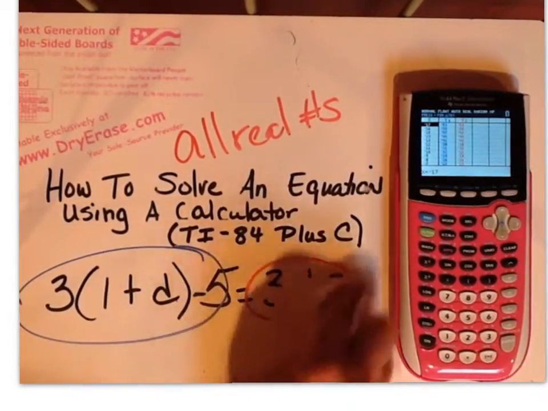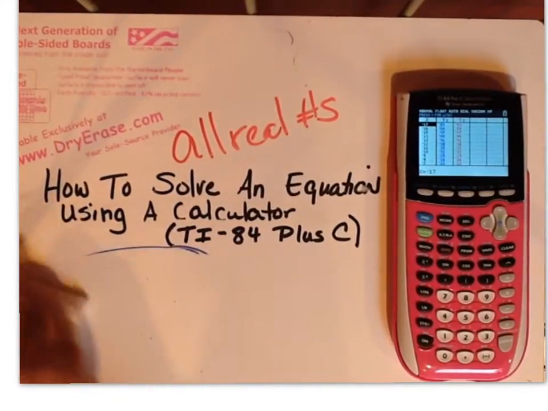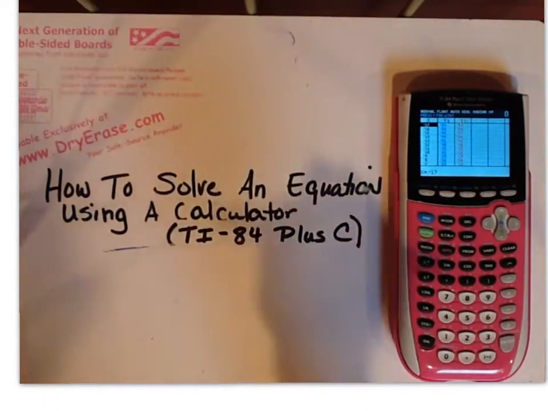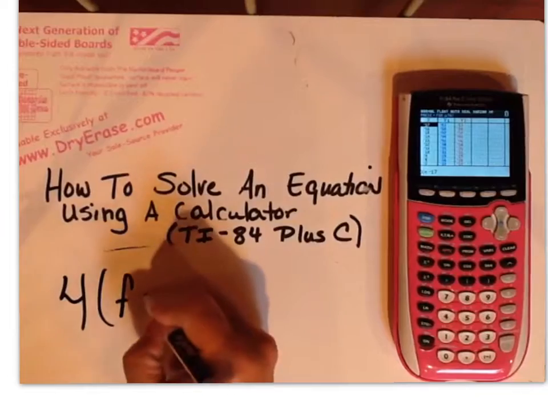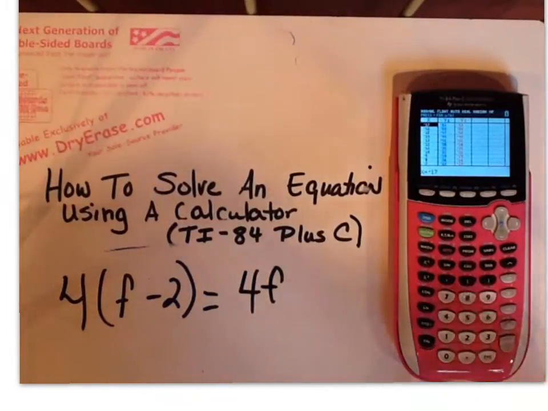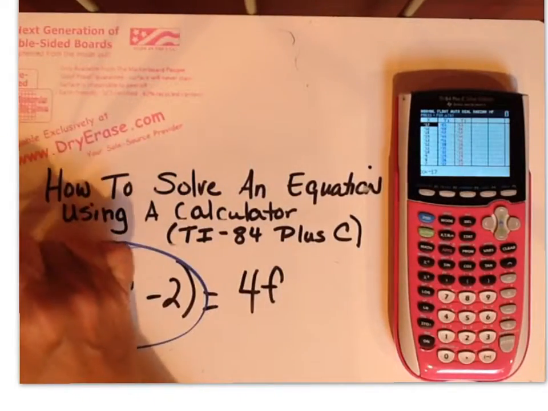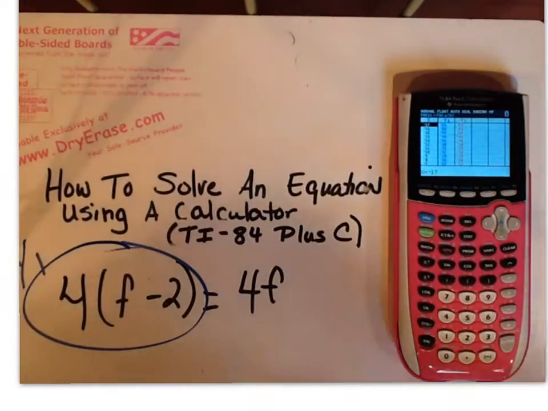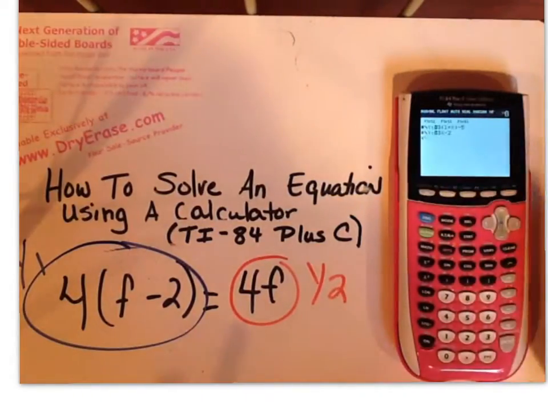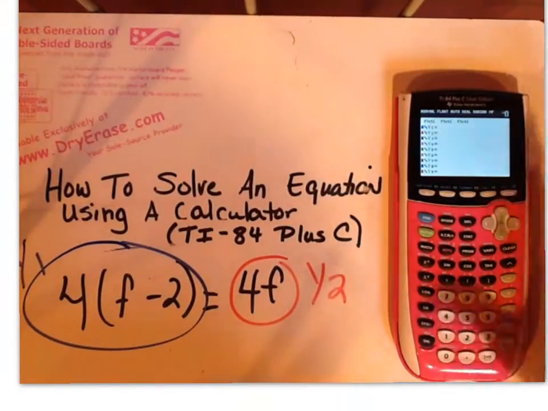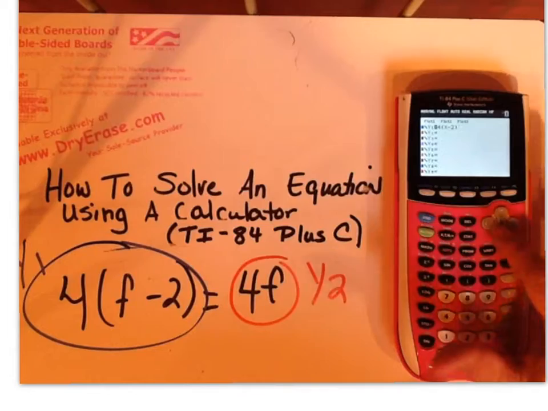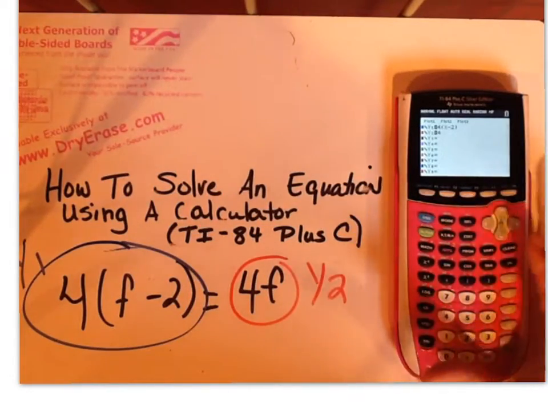Alright, third type of equation that you might see when you're using the calculator is this situation here. I'll write the problem first. So 4 times (x minus 2) equals 4x. And as before, I'm going to put the left side in Y1, the right side in Y2. So I hit Y equals on the calculator. I'm going to clear everything I have out there, and I'm going to put in 4, parentheses, x minus 2, parentheses, and then the right side, 4x.